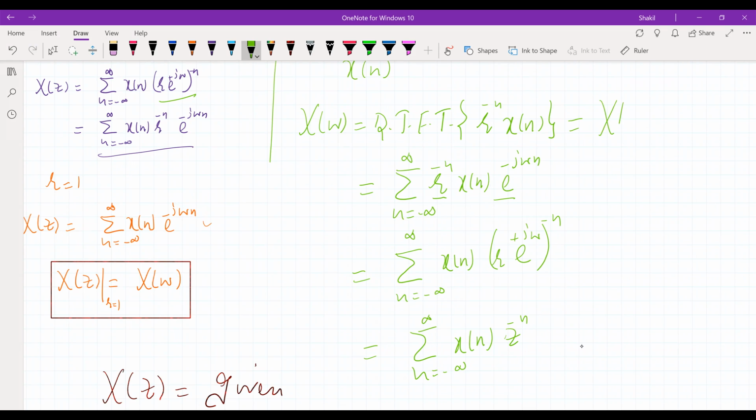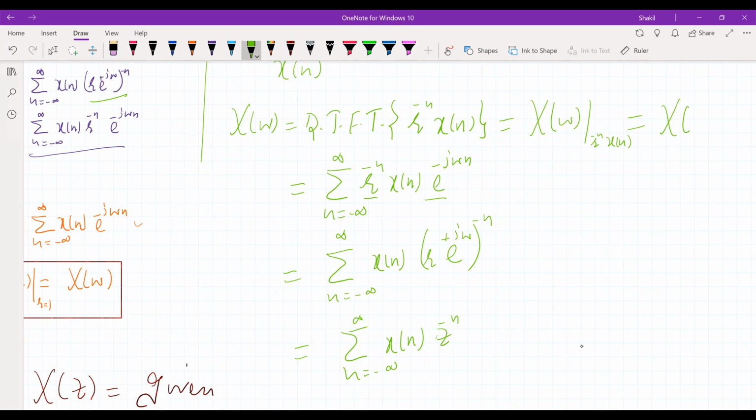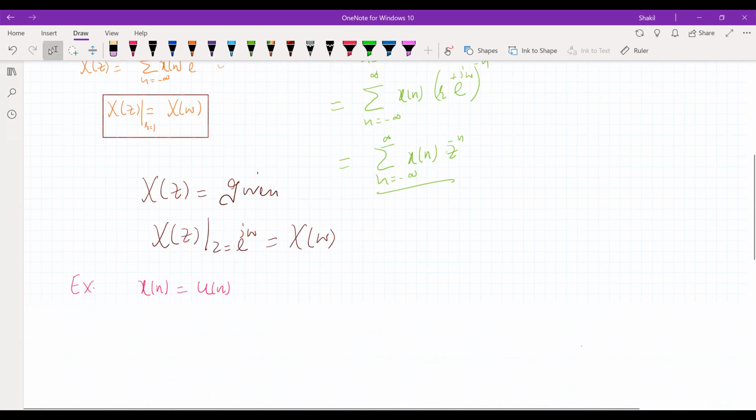So x of omega becomes x of z when we take the discrete time Fourier transform, instead of x of n, of x of n times r to the power minus n. This is the same as x of z. You can check it out. All right, so this is the relationship between the discrete time Fourier transform and the Z transform.